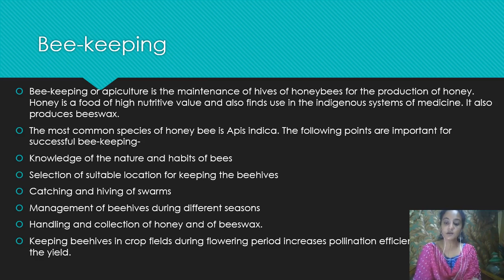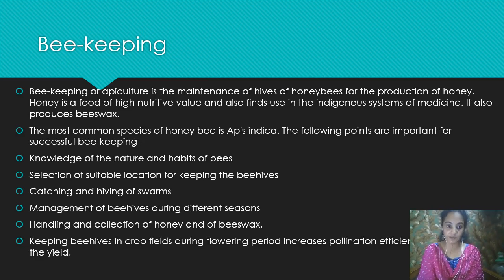Let's see what things we have to take care of while doing beekeeping. What is the importance of beekeeping? The other word for beekeeping is apiculture, so the scientific name for beekeeping is apiculture. What are the important things that we get from honey? It has a high nutritive value, and it's an important ingredient in lots of medicines. The next one is beeswax, which also finds application in medicines as well as in cosmetics. The common variety that we rear is Apis indica.